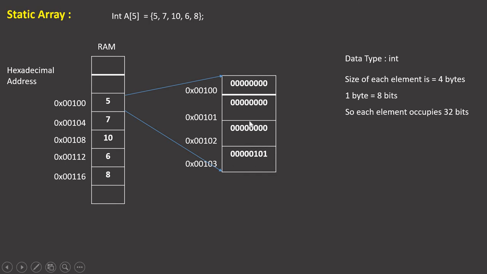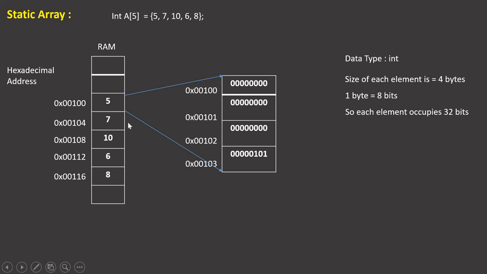So you need to store those values also. For 5 only 101, but for a higher number these will also be occupied, or you can say these will be having some values. So let's come back to the point. So actually one element is stored inside the 32 bits, right?